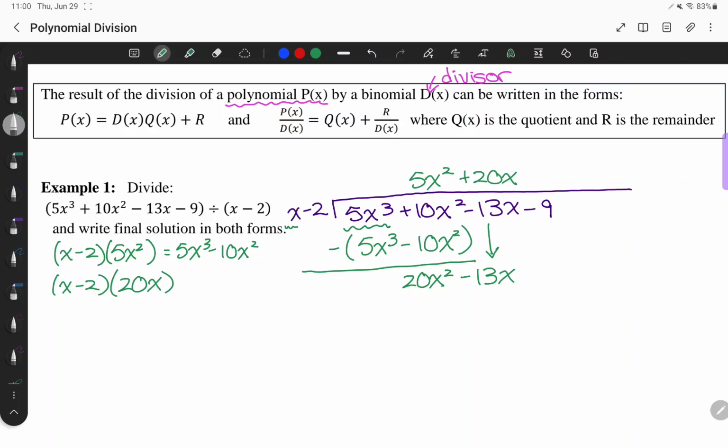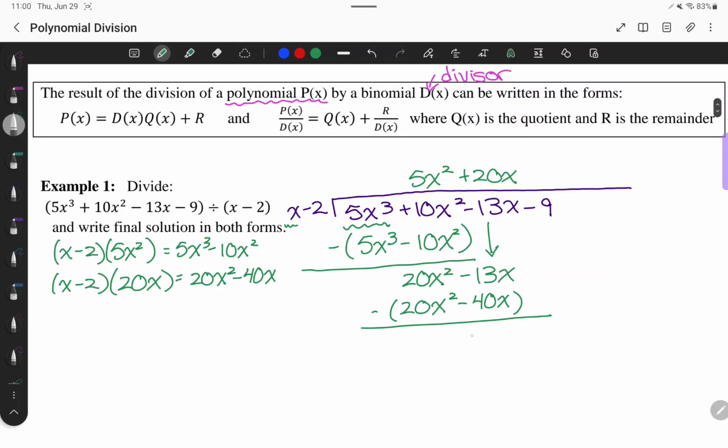That's going to be 20x squared minus 40x for our multiplication step. So we'll write that underneath. 20x squared minus 40x. And then we need to subtract, and again, put that bracket in because you need to make sure you're subtracting both terms. 20x squared minus 20x squared is 0. I don't really write the 0. Negative 13x minus negative 40x. So negative 13x plus 40x is negative 27x.